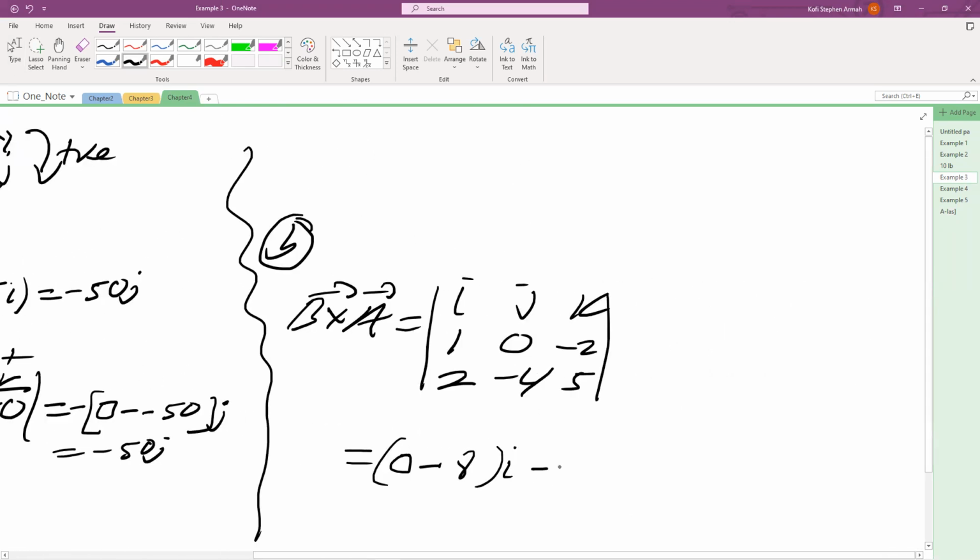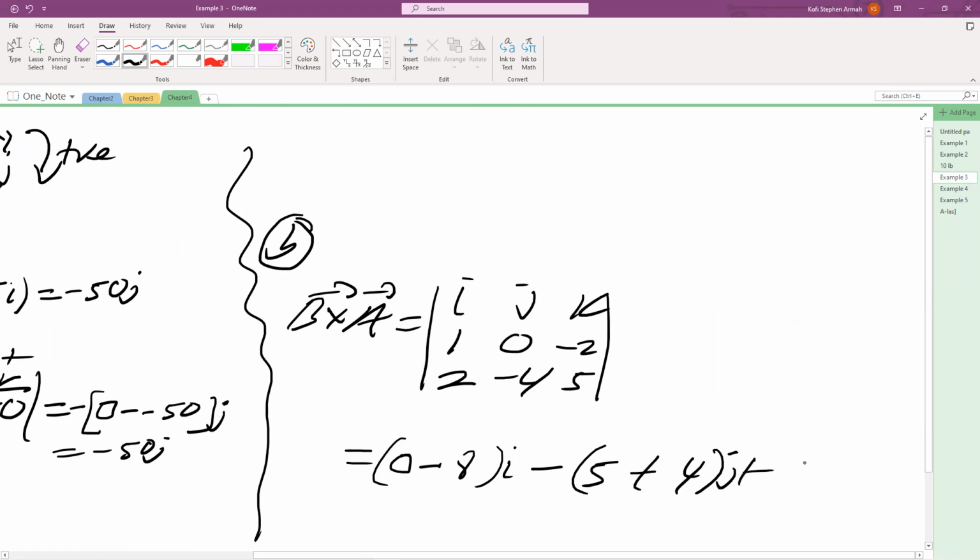And then there is minus something with a j. So let's see. You cover this side and cover that side. So you have 5 times 1 is 5, minus 2 times minus that. So there's minus minus, so this will end up to be plus.